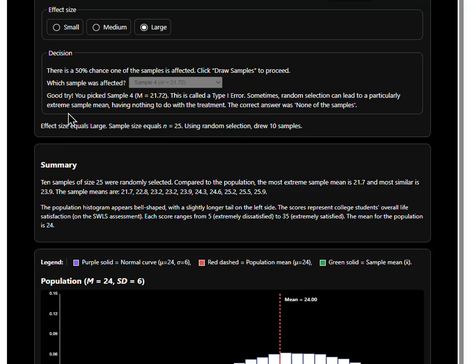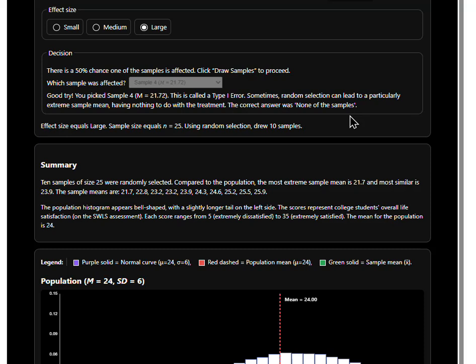And it says, good try. You picked sample 4 with a mean of 21.72, and this is called a type 1 error. Sometimes random selection can lead to a particularly extreme sample mean, having nothing to do with the treatment. The correct answer was none of the samples. Now here, we're getting feedback. We're being told what is the true case.